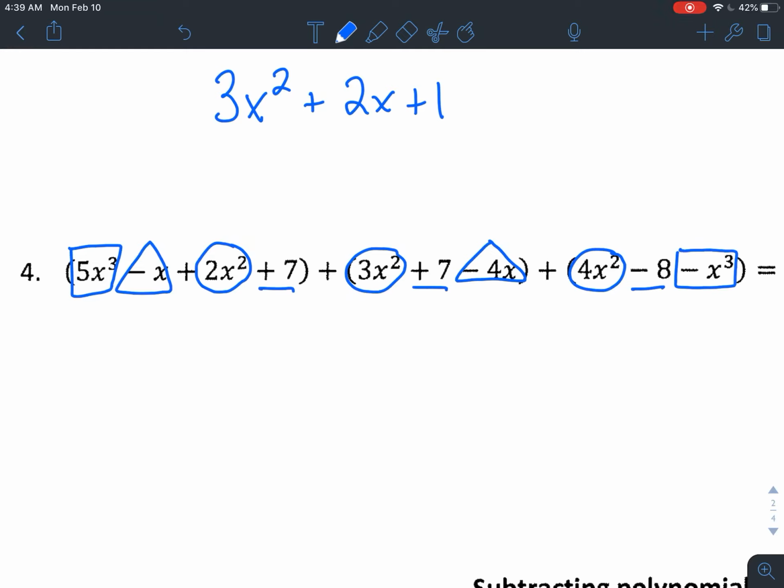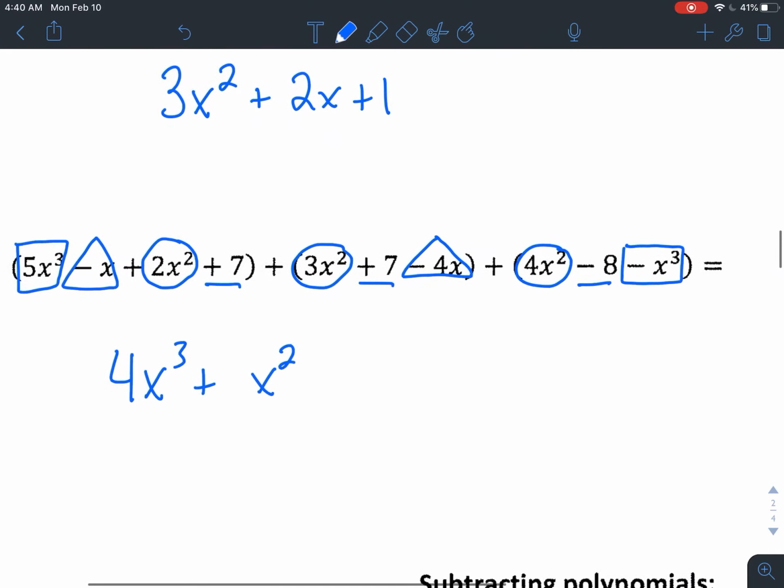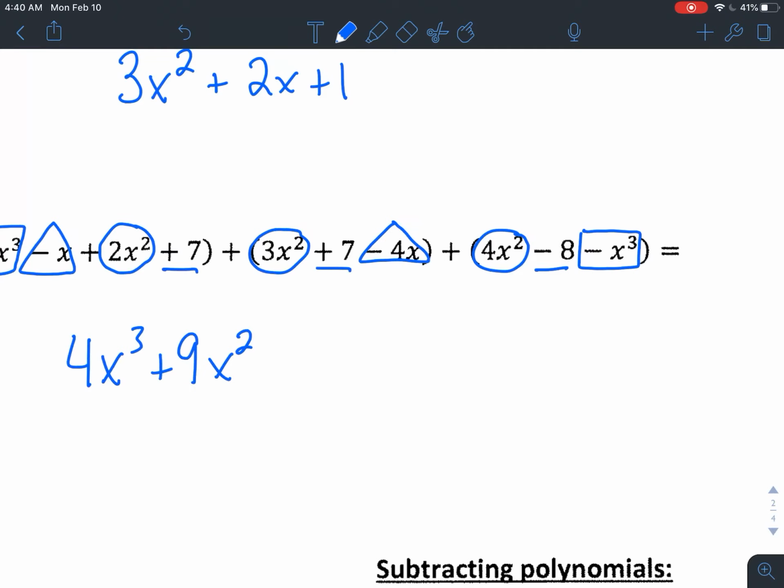So then going through and just collecting up your like terms, anything that is in the same shape or is underlined the same way would just get added together. So 5x cubed and negative x cubed is a total of 4x to the third. For my squareds, I have a positive 2x squared and a positive 4x squared, so that's a positive 6x squared. Whoops, I forgot the 3 in the middle. Here we've got 2x squared, 3x squared, and 4x squared. So that's a total of 9x squared.